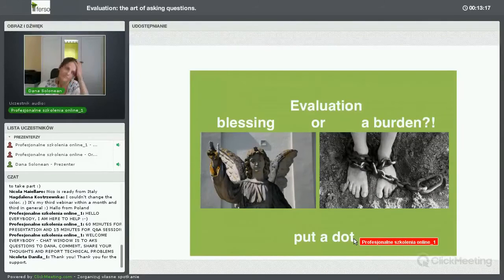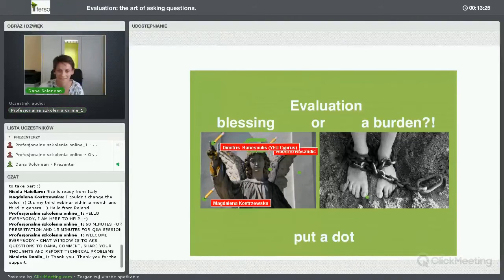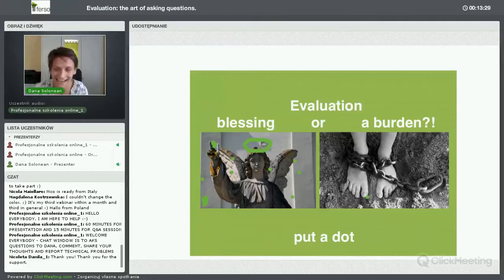Please put a dot on the picture that describes your attitude to evaluation. Let's start. Wow! I didn't expect it. Me too. Wow. Very creative.